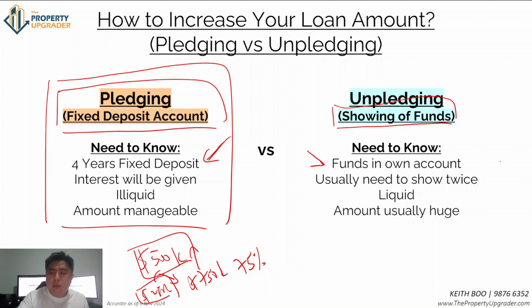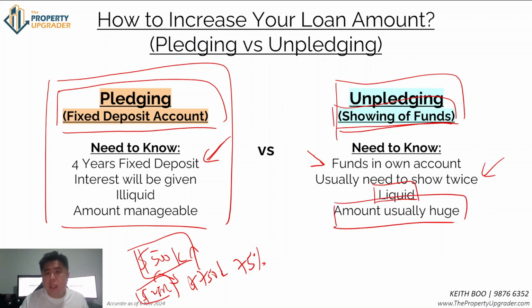Okay, so how this works is that usually you have to show the funds twice. All right, so in this video I will not be talking so much about how it works because it gets pretty confusing. But then for unpledging, you just have to remember that you do not have to put it in a fixed deposit. Instead, you just need to show the bank that you have this amount of money. So what this means is that this money is also more liquid. But the thing is that the amount is usually quite huge.